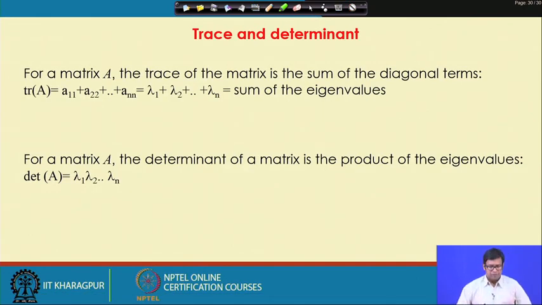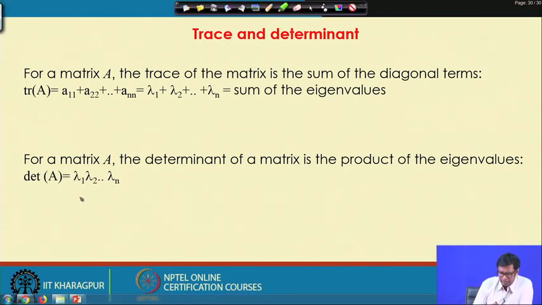Now, we get a couple of important definitions. What is the trace of a matrix? For a matrix A, the trace is the sum of the diagonal terms. Trace of A is A11 plus A22 up to ANN, and this is equal to the sum of the eigenvalues. Similarly, for a matrix A, the determinant is the product of the eigenvalues. Determinant of A is lambda 1, lambda 2 up to lambda n.